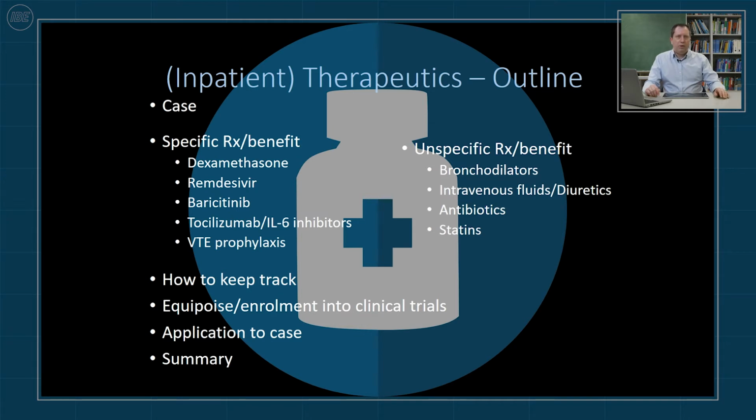This will be the outline for the next 15 to 20 minutes. We'll first kick off with the case, and then we'll talk about 5 specific and 4 unspecific therapeutics for COVID-19 patients. I'll also mention different ways on how you can keep track of this rapidly moving field. I briefly explain the concept of equipoise and which patients should be enrolled in clinical trials. In closing, we'll apply the 9 specific and unspecific treatments to the case, and we'll summarize.